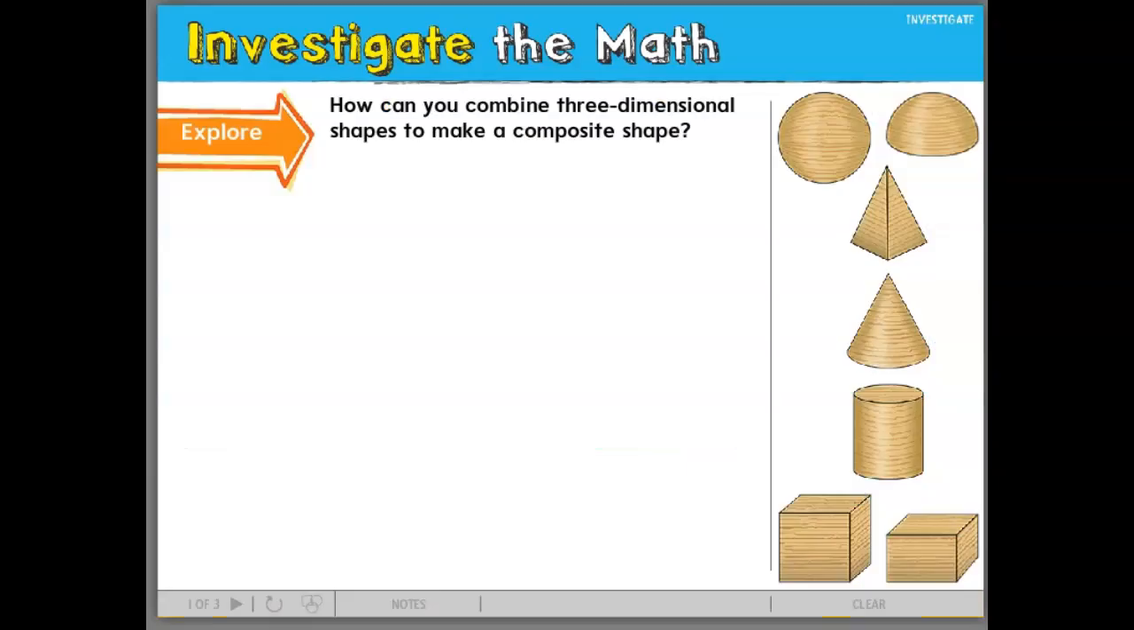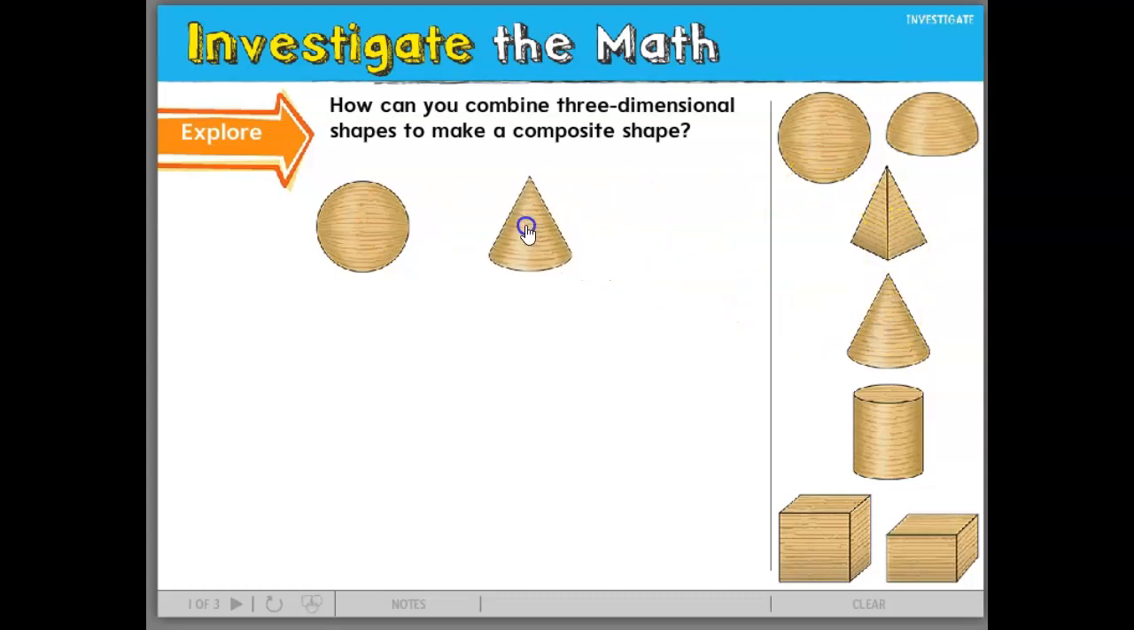Over the past few lessons, we have learned about different kinds of solid three-dimensional shapes, and we're going to be using them today to make composite shapes and to make patterns. So let's just review those real quick. This one is our sphere. It's the shape of a ball. It's completely round. It has no faces and it has no vertices.